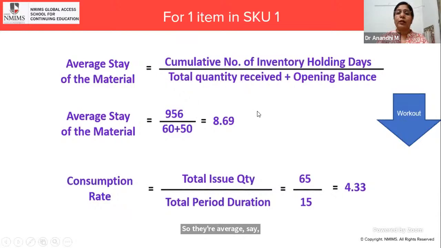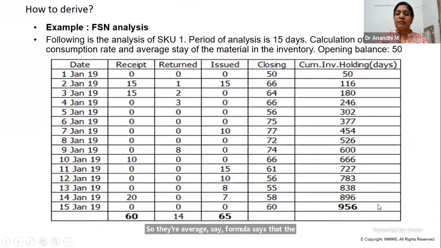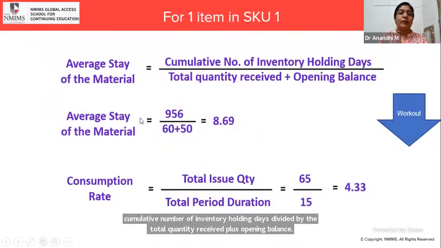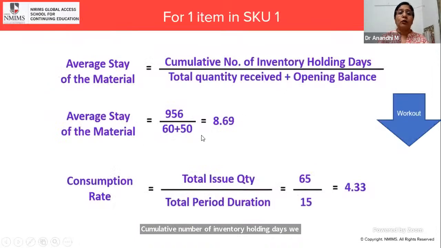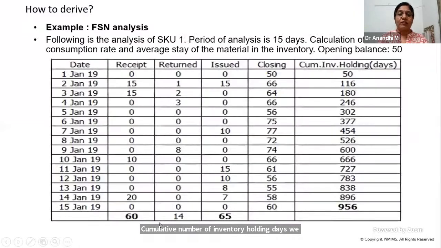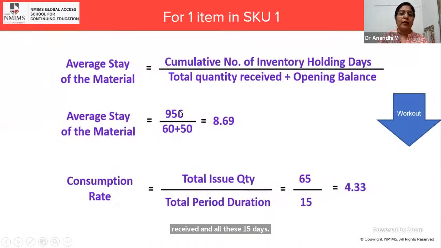Cumulative number of inventory holding days we calculated as 956. Take that 956. Total quantity received was 60. This is what we have received in all these 15 days, and the opening balance that was given was 50. So do 956 divided by 60 plus 50. So 8.69 is the average stay of that material for all those 15 days.